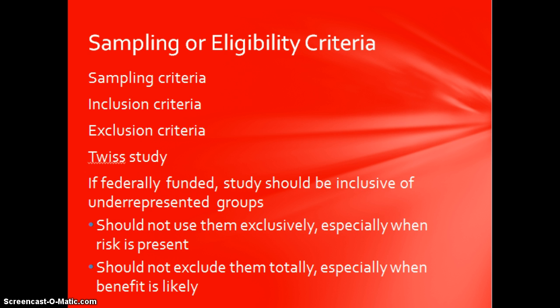Sampling criteria, which is also referred to as eligibility criteria, includes a list of characteristics essential for membership or eligibility into the target population. This will include inclusion sampling criteria and exclusion sampling criteria. If you look in your book on page 353, near the bottom of the page, there is an example of the TWIST study, and it talks about how they identified specific inclusion and exclusion sampling criteria to designate the subjects in the target population precisely.